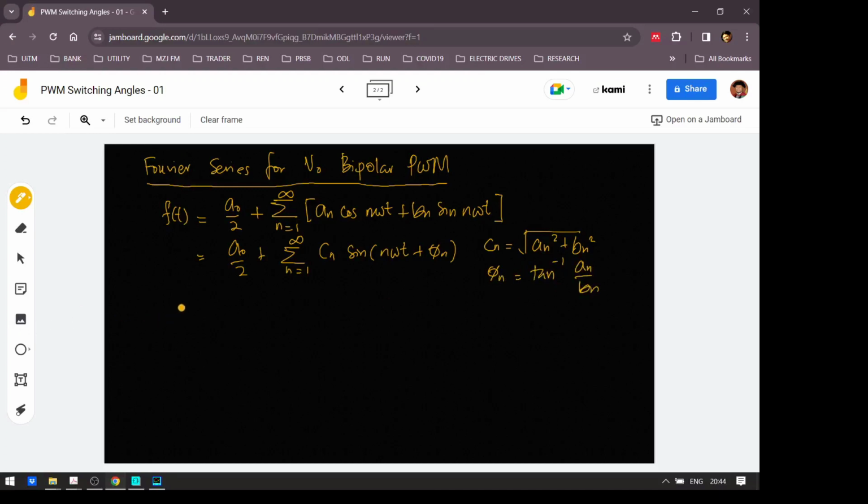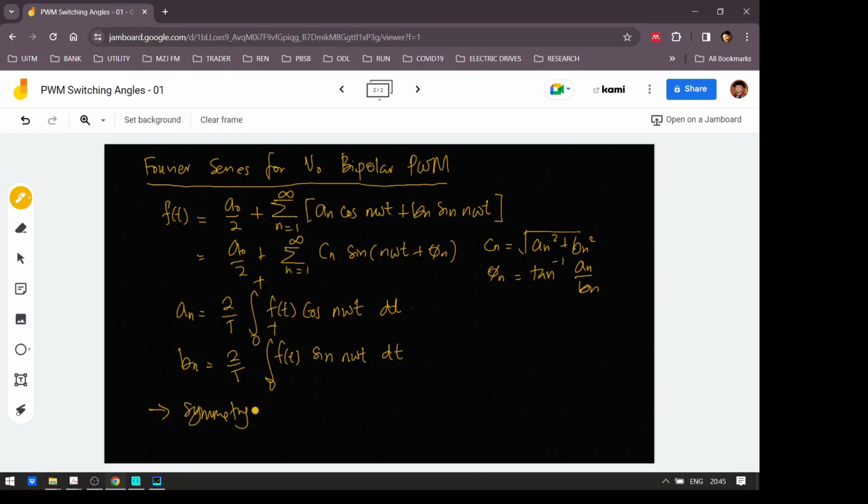So what is an? An equals 2 over T, integration 0 to T, of the waveform, so the equation f of t, multiplied by cos n omega t dt. Then for bn, it's 2 over T, 0 to T again, f of t multiplied by sine n omega t dt. So the first step, always write the general equation. Then we move into looking into the symmetry of the waveform.